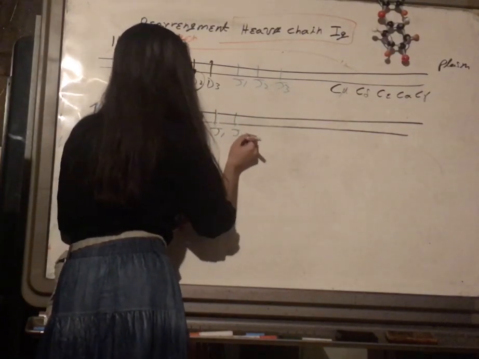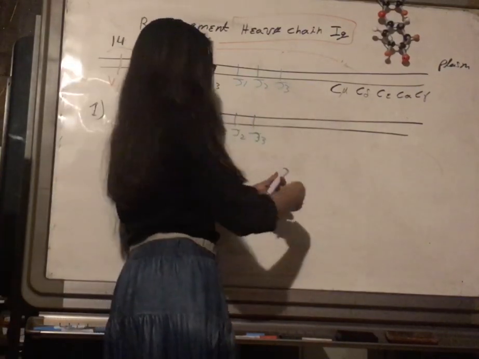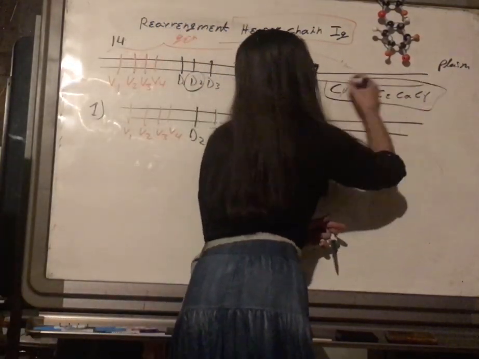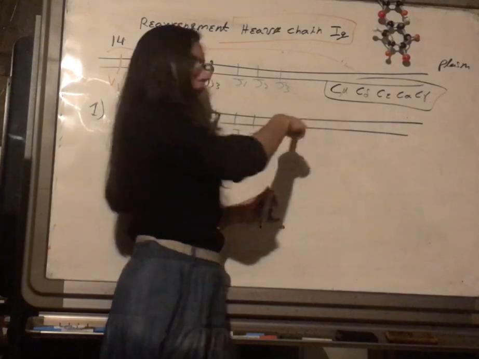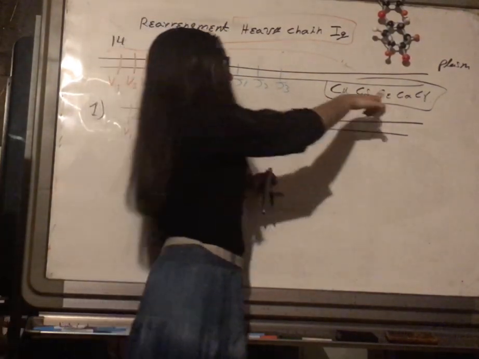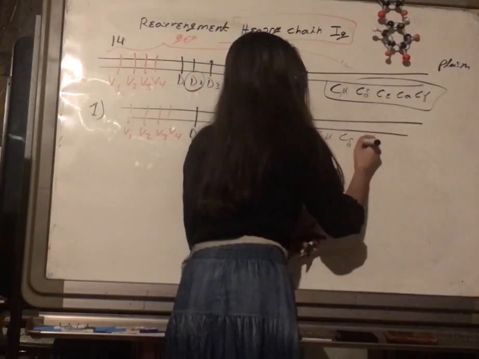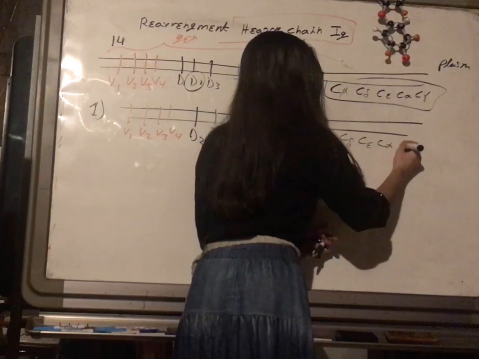J1, J2, J3. Then we have a lot of nucleotides, and we have all these. We need to put all these. Later on, we are going to pick just one of these segments, but right now we need to put all. So C mu, C delta, C epsilon, C alpha, and C gamma.